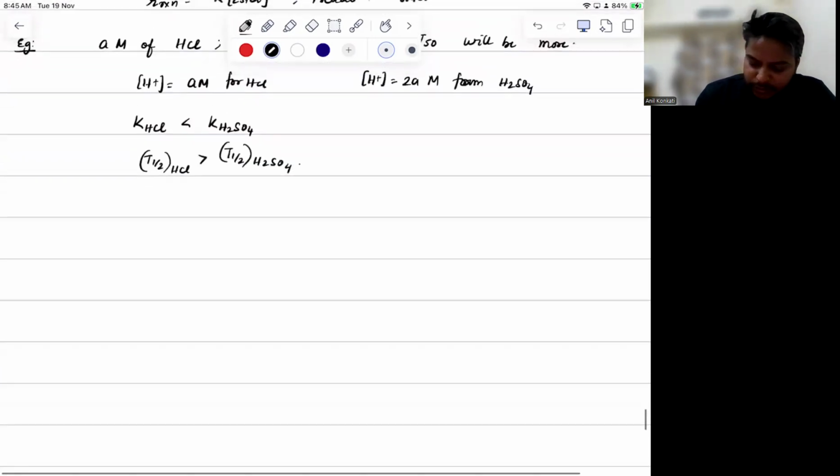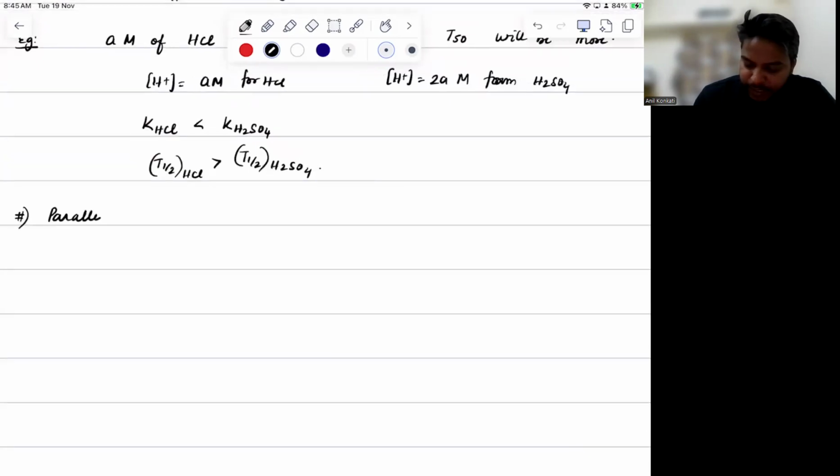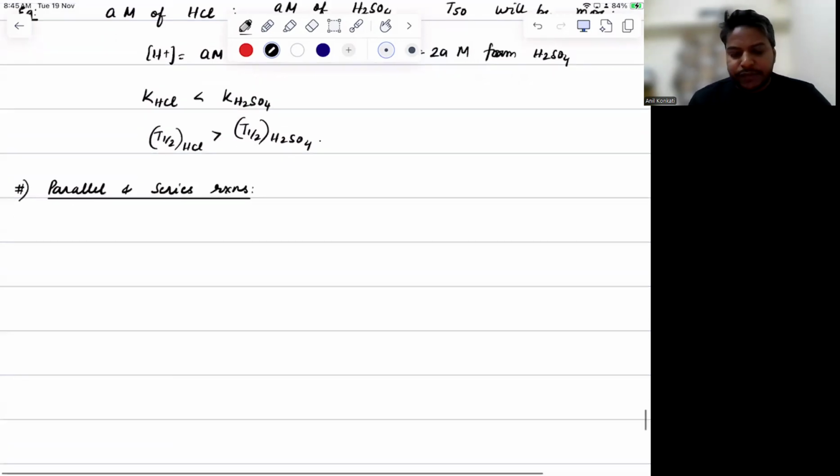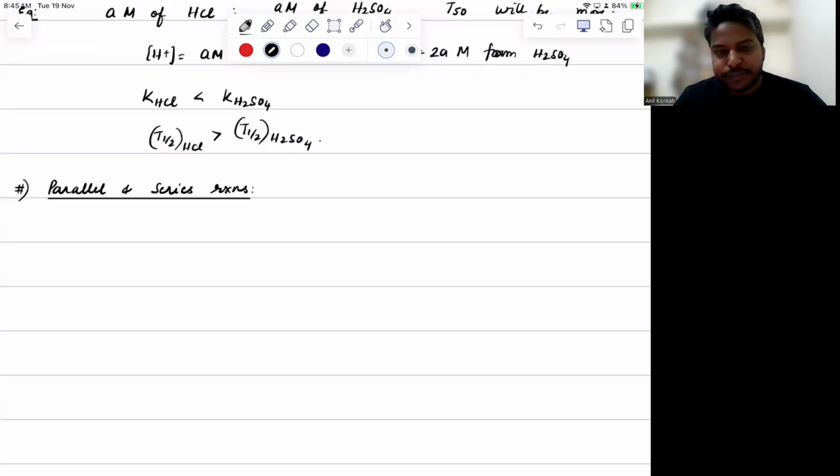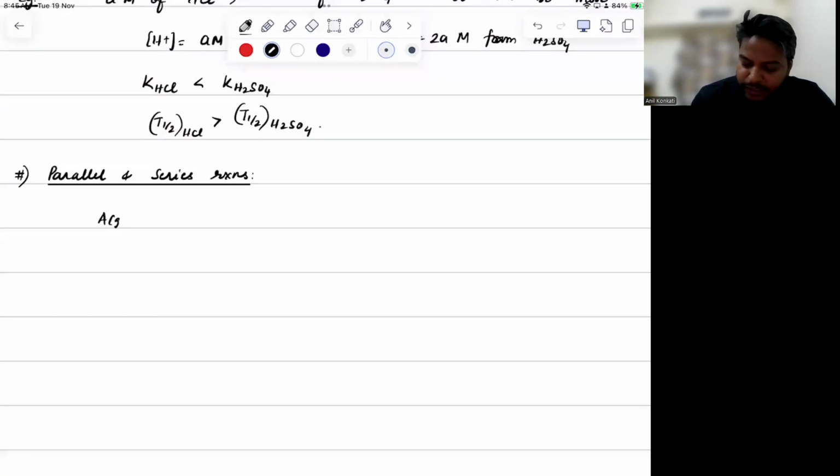Next, let us discuss parallel and series reactions. If you notice, the first order reactions can be extended towards parallel and series reactions. A parallel reaction is one where some kind of gas, let's say A, is decomposing into two different forms, B here and C here, not at a time. Both their rate constants are different, say K1 and K2.